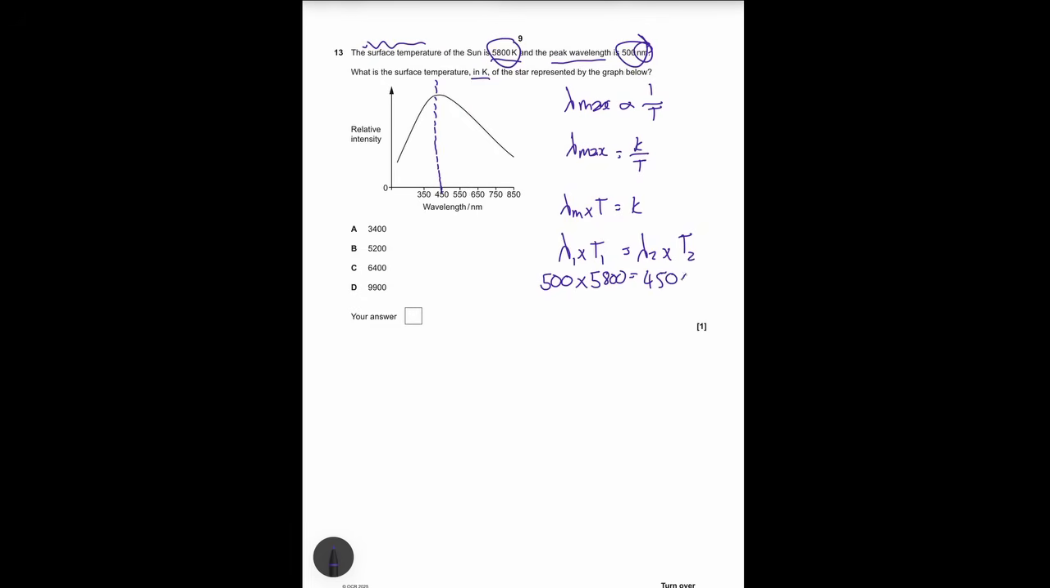So 450 times T2, whatever that one was, and then I'll just put that in my calculator, and I'm getting the answer of 6444. Are any of these answers close to 644? Yeah, it's that one. So yeah, that's bound to be the right answer.